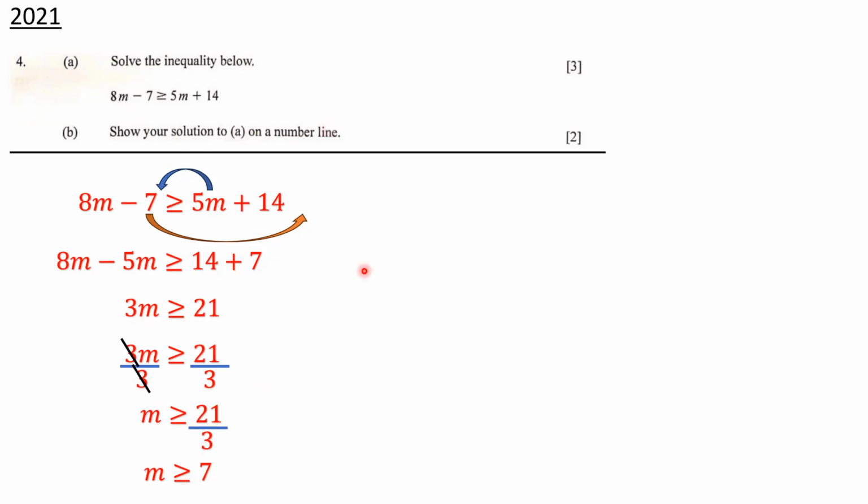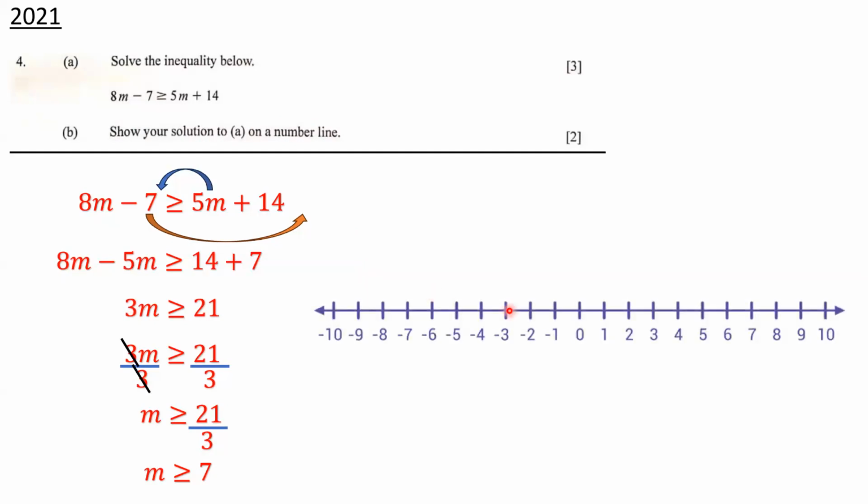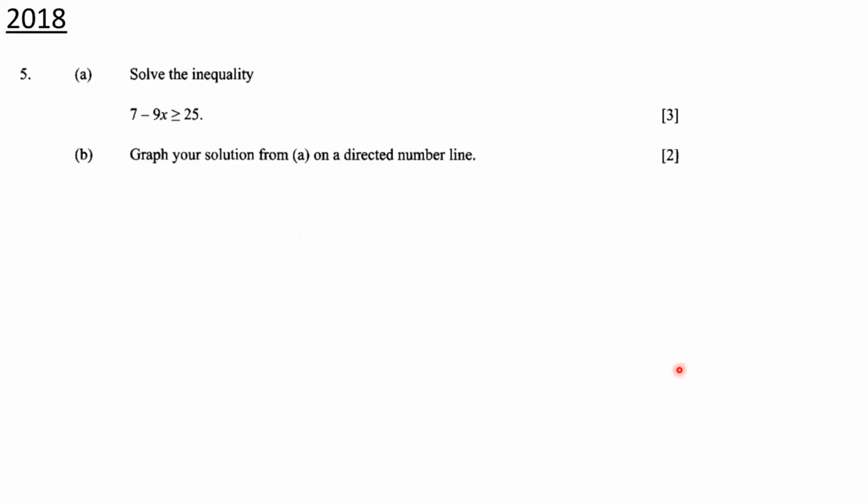And so we're going to have our number line represented here. And we're going to shade in 7 because we have the line underneath, which means that we include 7. And we want all the numbers that are greater than 7. So it's going to be 8, 9, 10, and so on. So we're going to draw the arrow to the right of 7. Okay, now we move on to the next question.